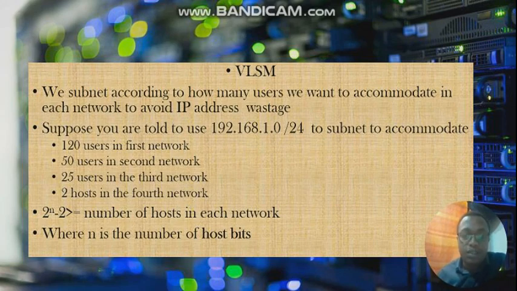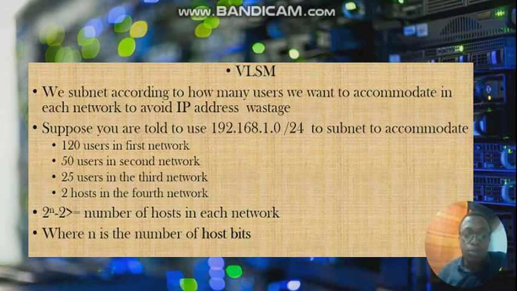Now, suppose you're told to use 192.168.1.0/24, which is a prefix of 24, and you want to accommodate 120 users in the first network, 50 users in the second network, 25 users in the third network, and 2 users in the fourth network. Remember, we always start from the largest requirement of users to the lowest requirement of users. That is, we move from the largest network to the least network in terms of users.